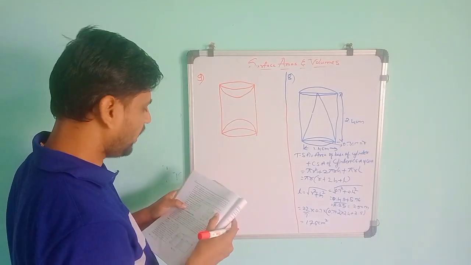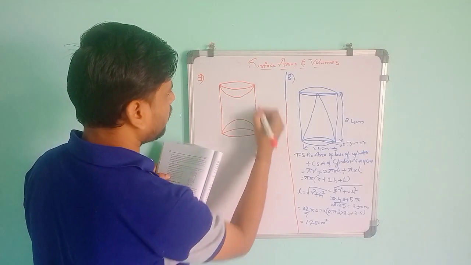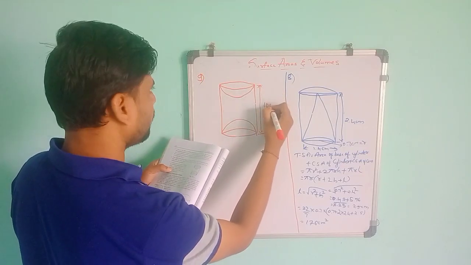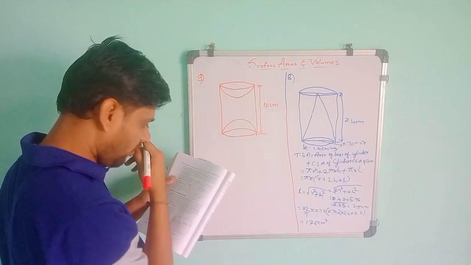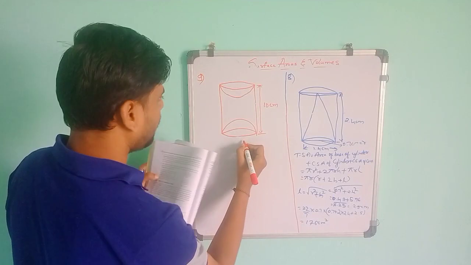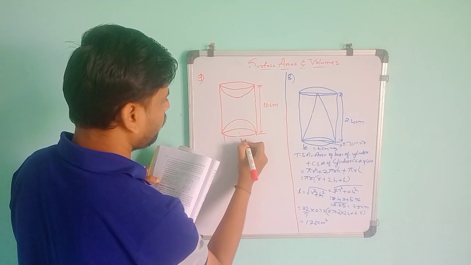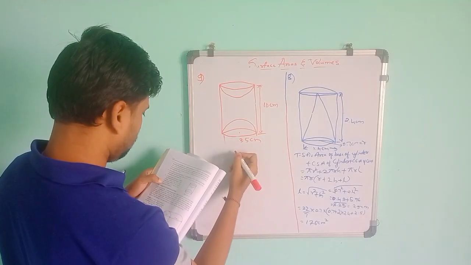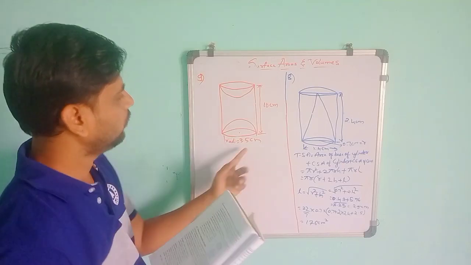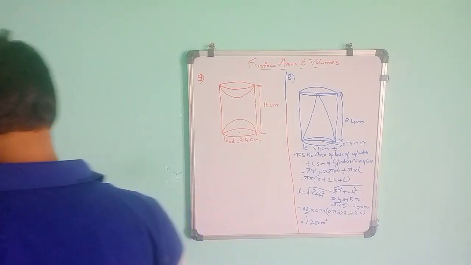Then the height of the cylinder is given as 10 centimeter, and the base radius of the cylinder is 3.5 centimeter. So radius equals 3.5 centimeter. Then find the total surface area of the article.